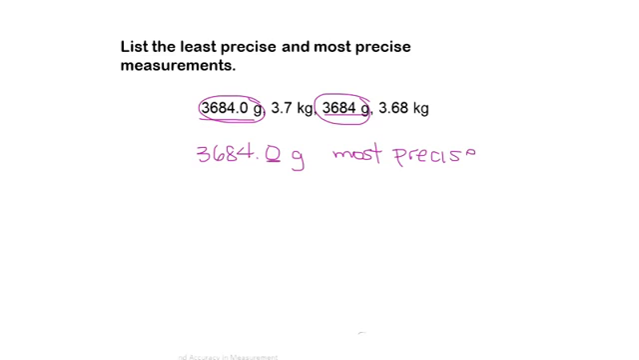Now, as for the least precise, it's a battle between 3.7 kilograms or 3.68 kilograms. And because 3.68 goes to the 100th place, that's more precise than 3.7. So therefore, for the least precise, it would be 3.7 kilograms.